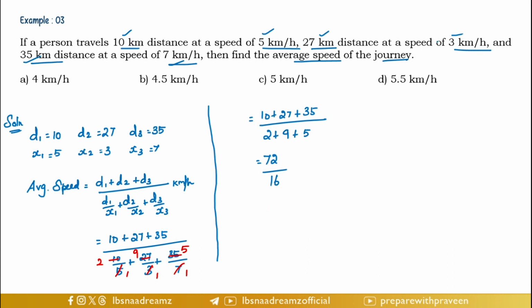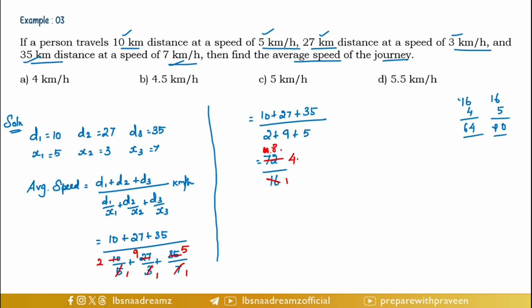So 16 5s are 80. Okay, so we have 72. 16 4s are 64. So remaining 8. So we have remaining 8.